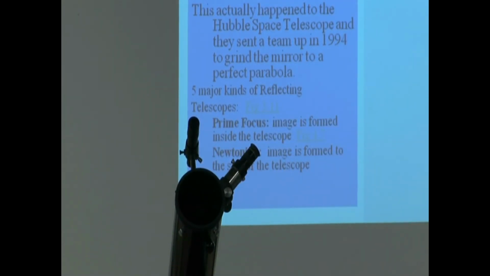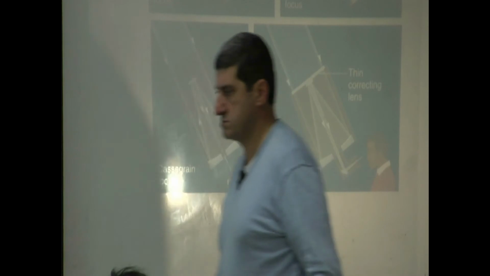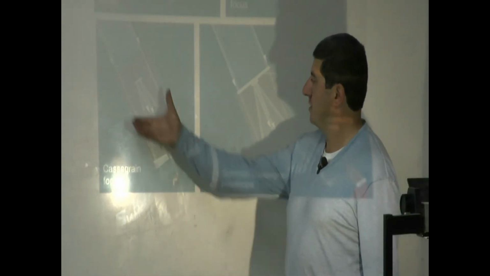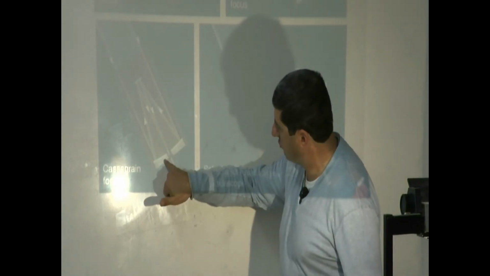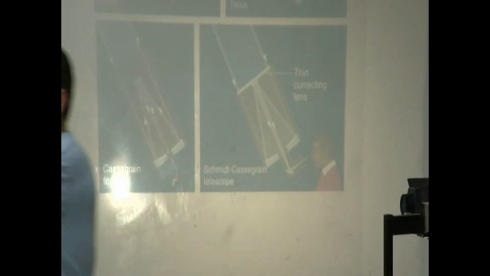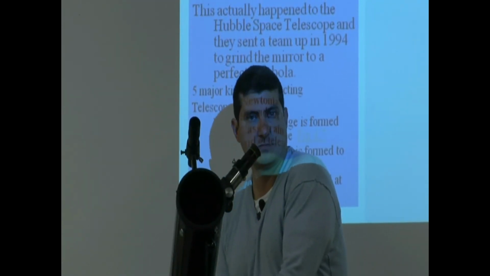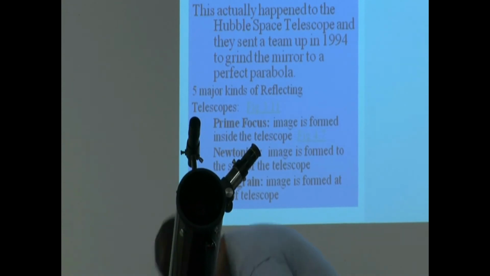Okay? So this one is Newtonian. This one, they're usually a little more expensive, I've noticed. Okay, this is Cassegrain. Image is formed at the end of the telescope. So if it was a big telescope, you would put a chair up, and basically they would have to have a hole here. So if this was a Cassegrain, this thing here would have been on the bottom. Then I would have to look from the bottom.